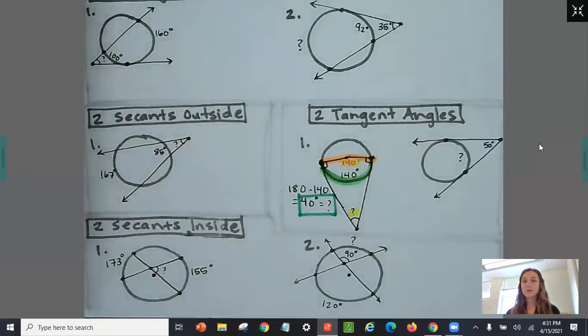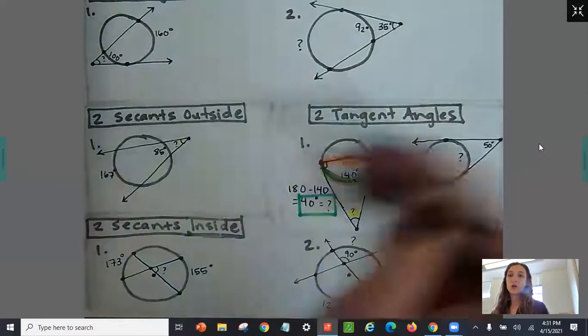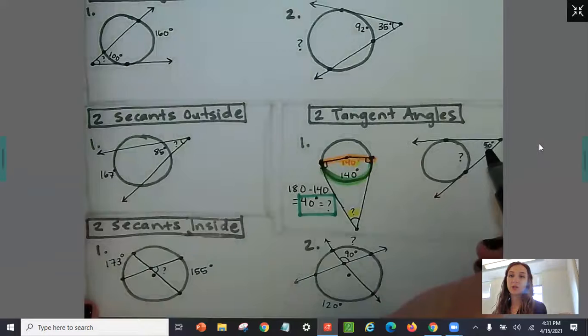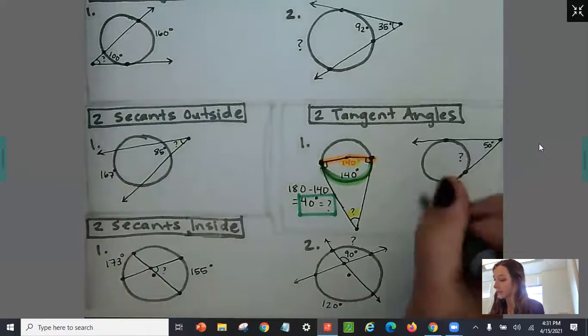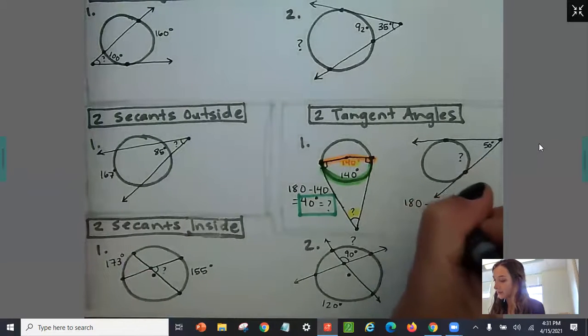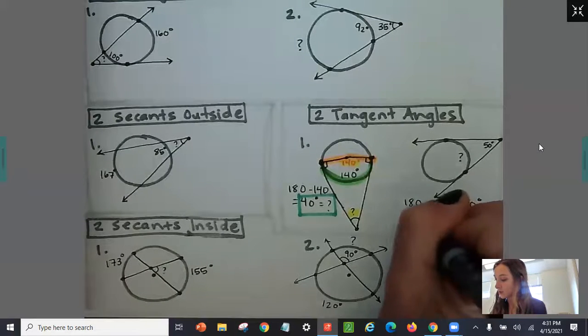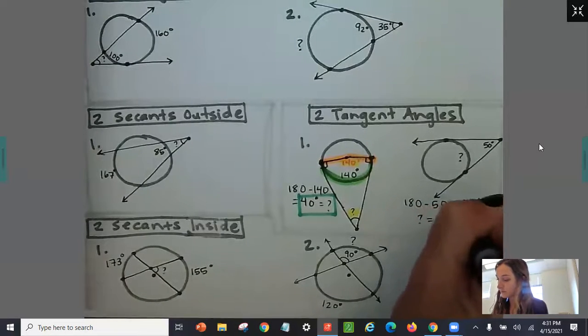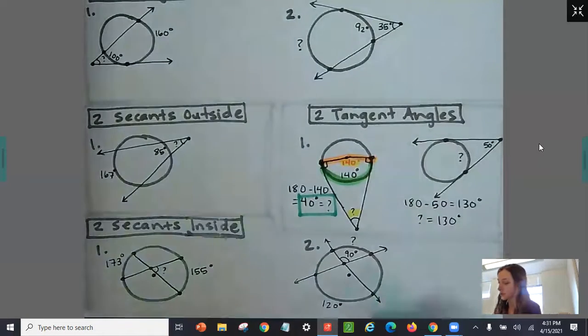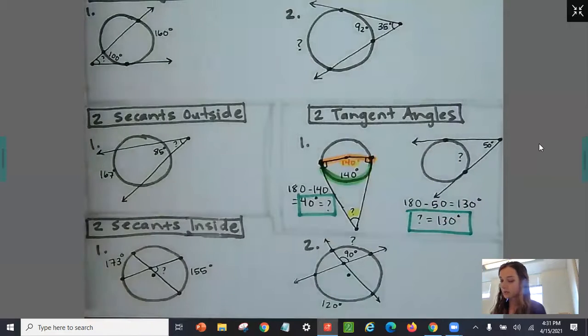Okay, for the second example, instead of doing this elaborate picture that we made just to have a visual, you can just say that this arc plus this angle has to equal 180. So you can do 180 minus 50, that's going to give you 130, and this is your question mark. But of course, you can draw the picture if you want the visual. So here is the picture.